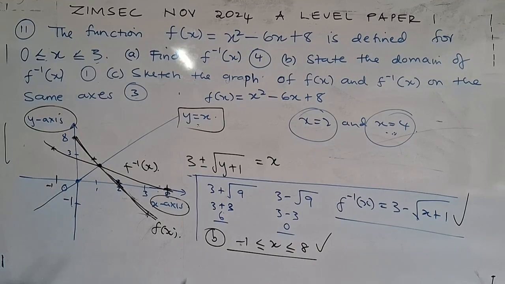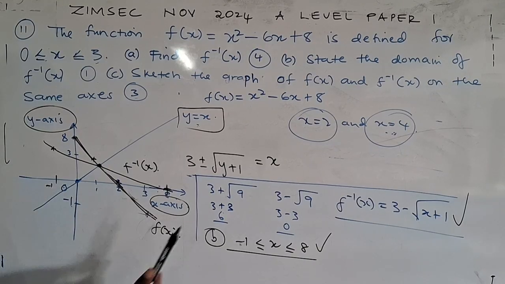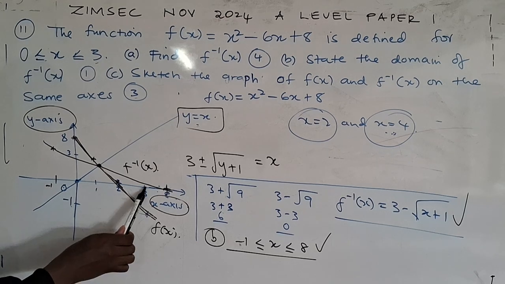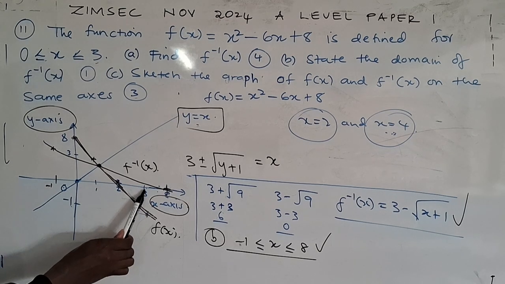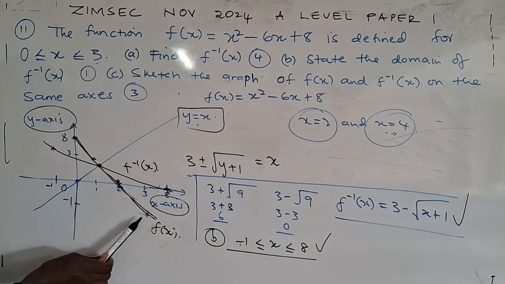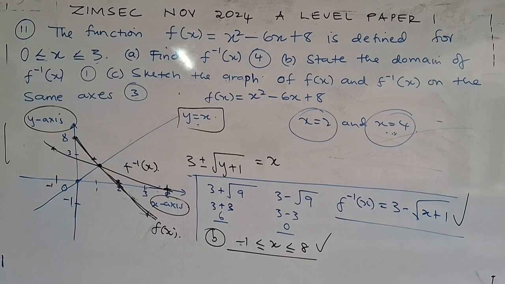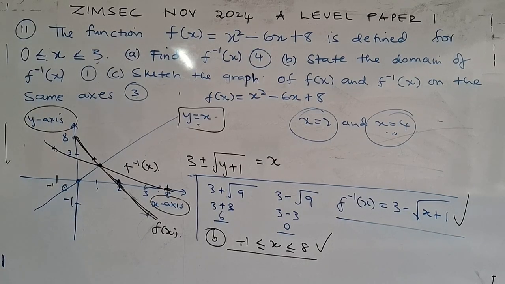Now if you want to reflect, it is easy. This 8 will come here directly. This 3, with negative 1, means this will be the 3 on the y-axis, and this negative 1 will become the x-axis value. So this is question number 11.